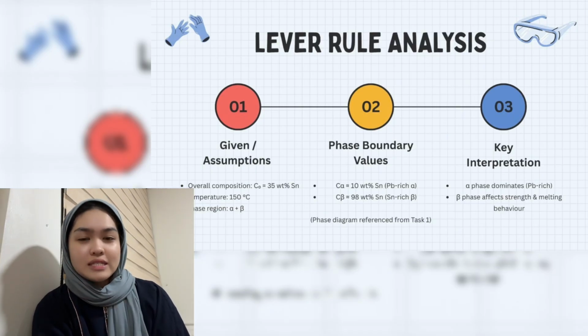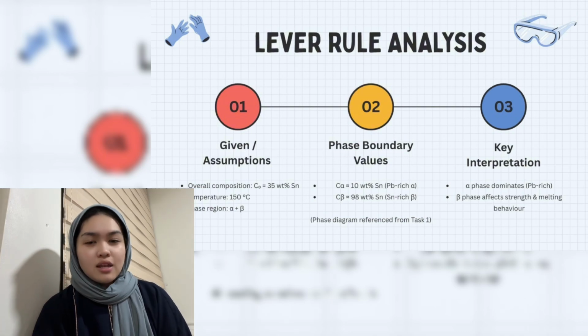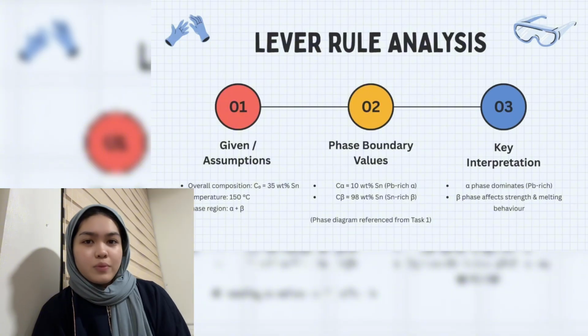For Task 2, I will explain the lever rule analysis for the lead-tin or PBSN binary system. The lever rule is a method used to determine the fraction of phases in the two-phase region of a binary phase diagram. In this analysis, the overall composition of the alloy is assumed to be 35 weight percent tin and the temperature considered is 150 degrees Celsius.